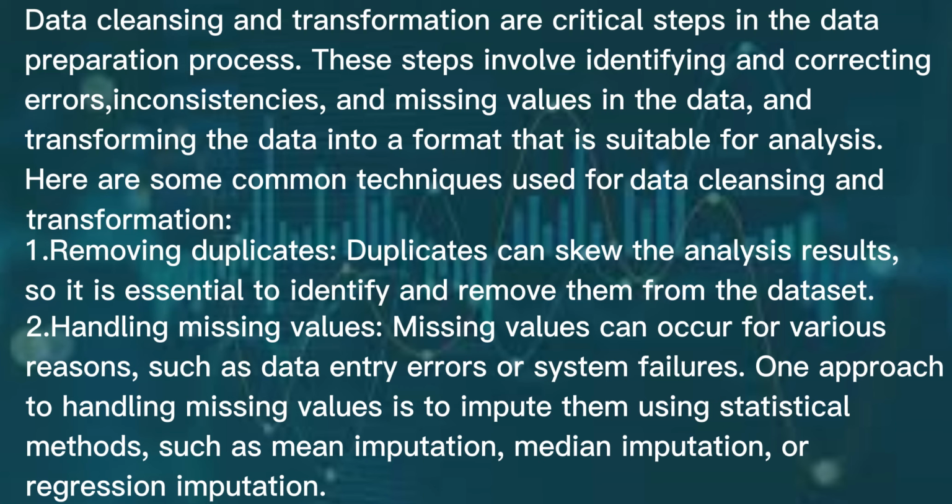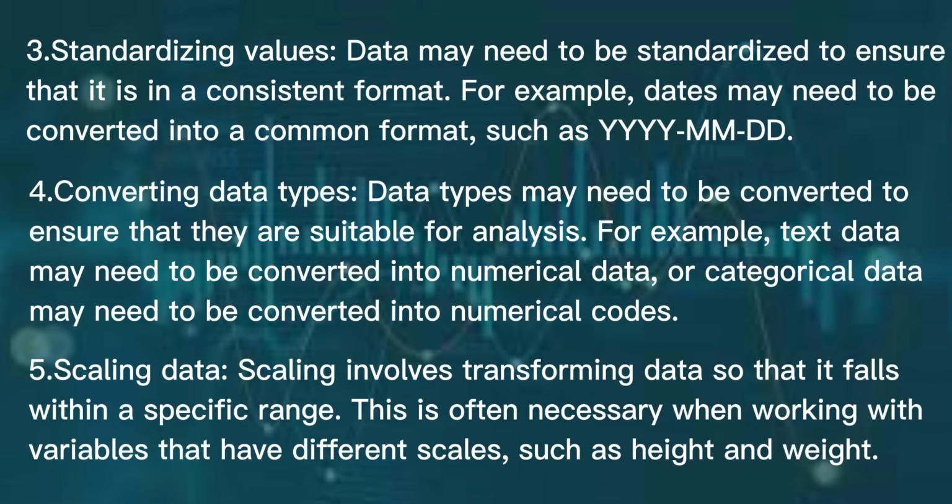1. Removing duplicates. Duplicates can skew the analysis results, so it is essential to identify and remove them from the dataset. 2. Handling missing values. Missing values can occur for various reasons, such as data entry errors or system failures. One approach to handling missing values is to impute them using statistical methods, such as mean imputation, median imputation, or regression imputation.